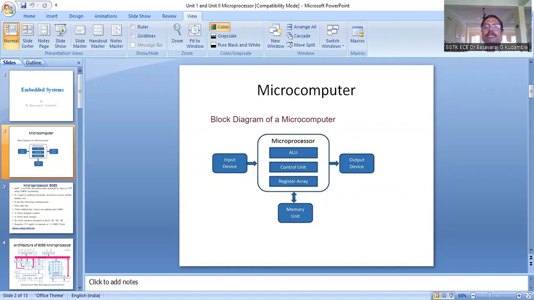So already you know what a computer is. Any device that does computation is called a computer. Here we are going to call it a microcomputer. Micro is nothing but the size of the computer, not its computation capacity. The size of the computer is small. That is the reason we call it a microcomputer.